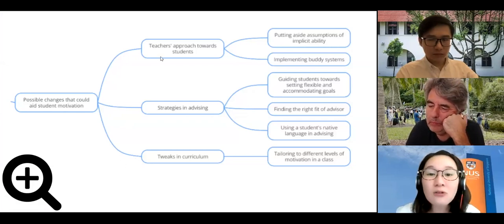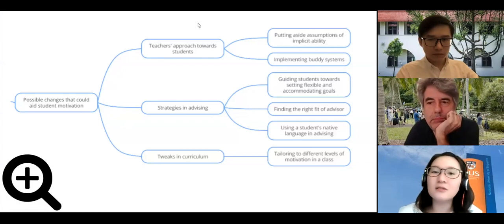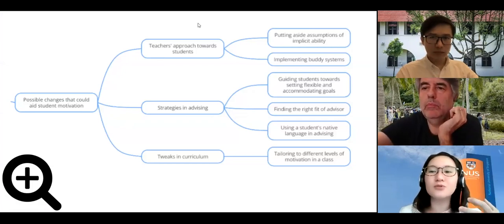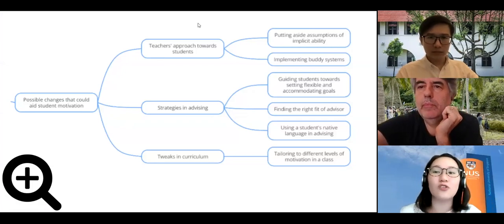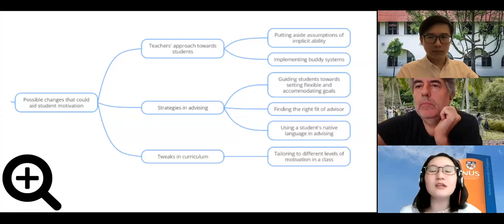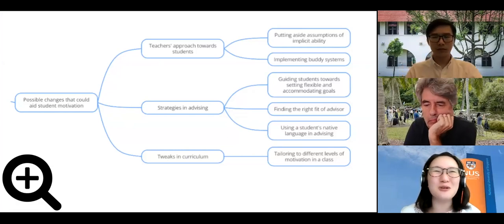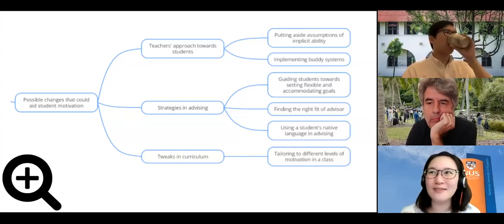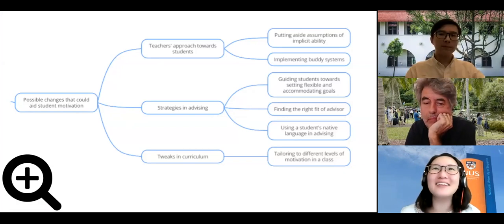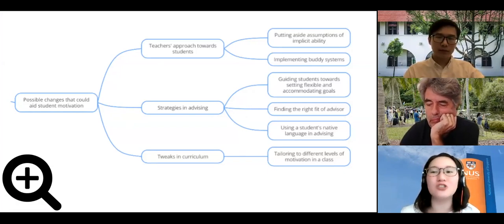Now, under how teachers approach students, teachers needed to be able to put aside assumptions of implicit ability. In other words, we needed to watch our body language and our choice of words when we talk to students, so that students don't feel talked down. They needed to know that even if I don't know something, there is still space for me to grow, and my teacher is encouraging me to do that.